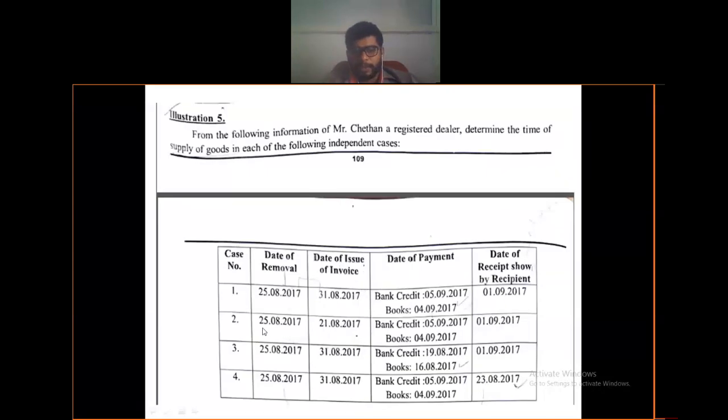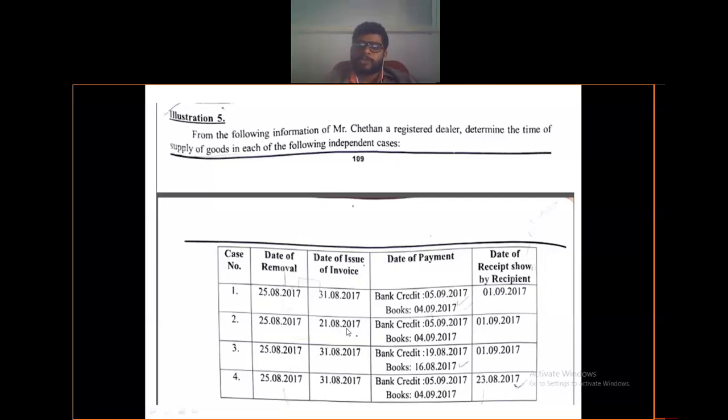In the case of the second one, date of removal again the same, 25th August 2017. Date of issue of invoice 21st. See, observe, invoice is issued before removal of goods, so 21st August 2017, but bank credit as well as books of account are in the month of September. Date of receipt shown by recipient also September. So then which is the time of supply?